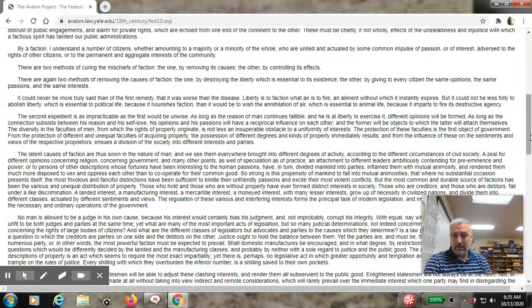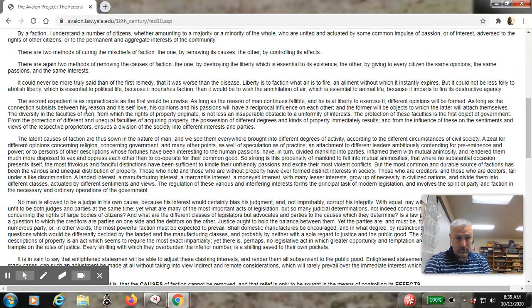All right, now, the thing that I really want to get into is in this particular paragraph here, the second expedient. The first one is liberty. The second one he talked about is trying to give everyone the same opinions, the same thoughts and all. This rejection is why the founders weren't interested in public education. That gave the government too much power in their estimation.